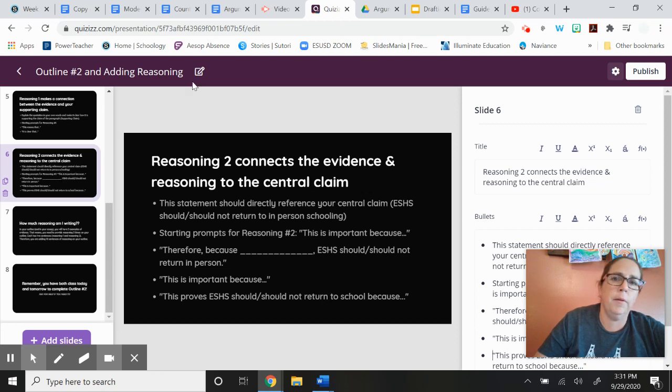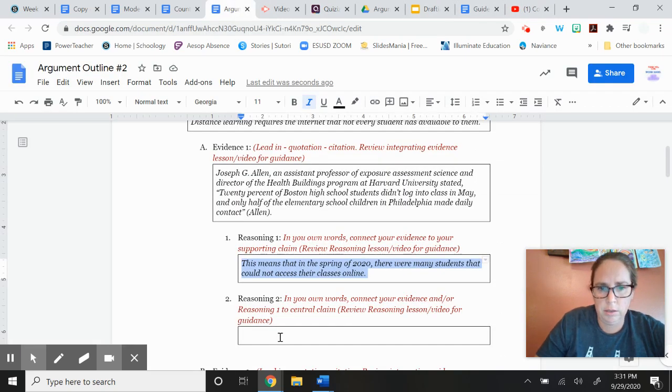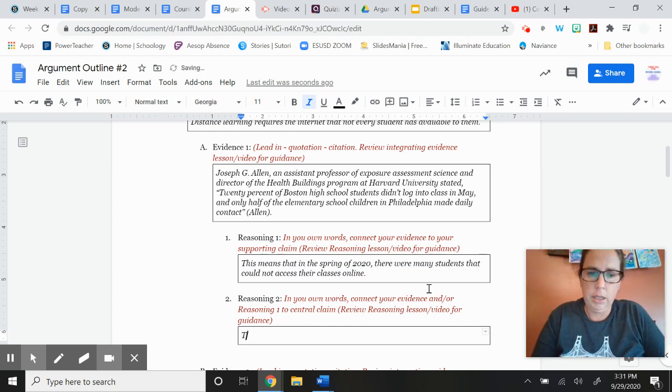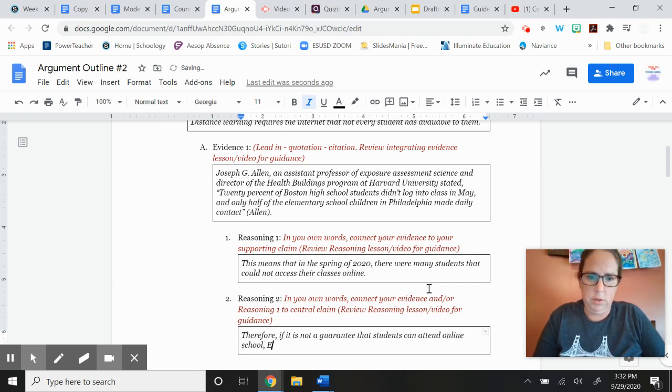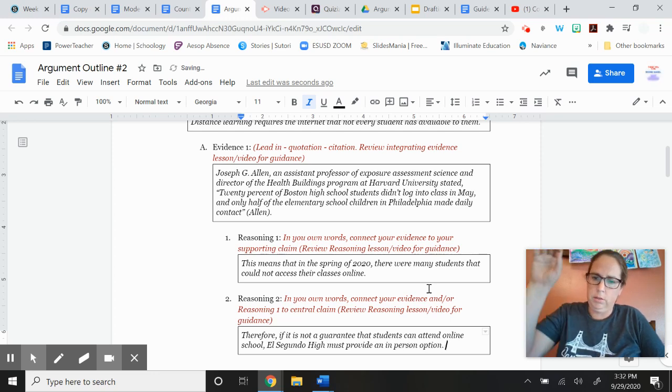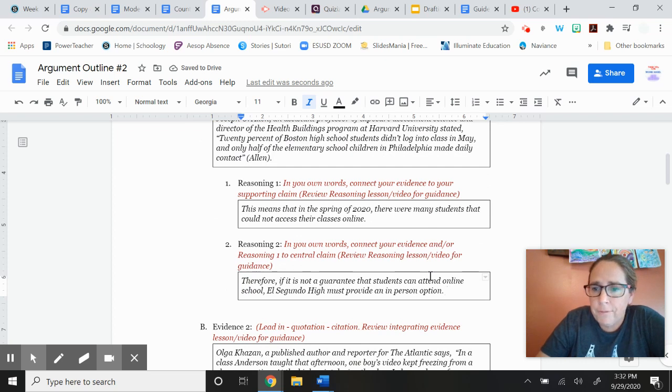We come back here, right? So we can say, therefore, if it is not a guarantee that students can attend online school, El Segundo High School, and I don't mind if you put ESHS, provide an in-person option for education. Here's my reasoning. Very simple.